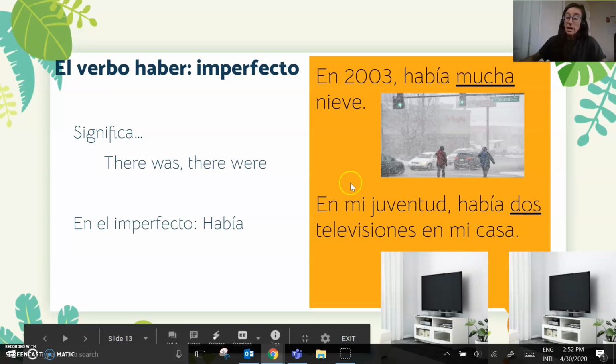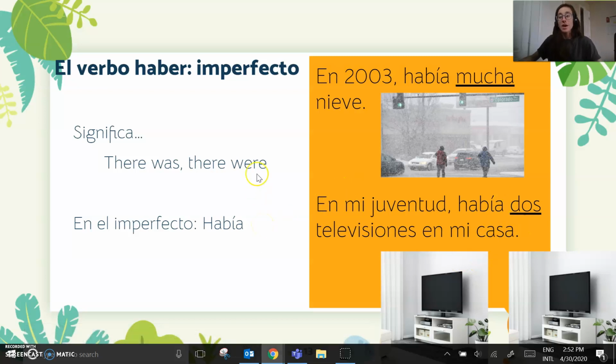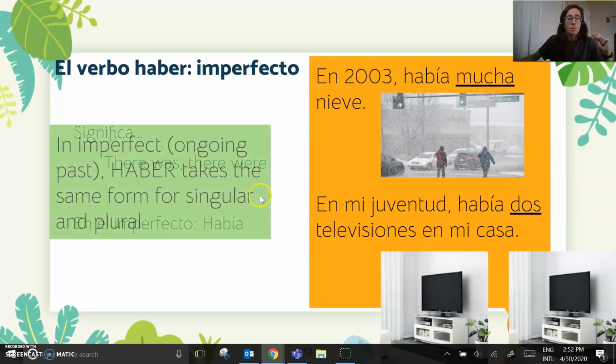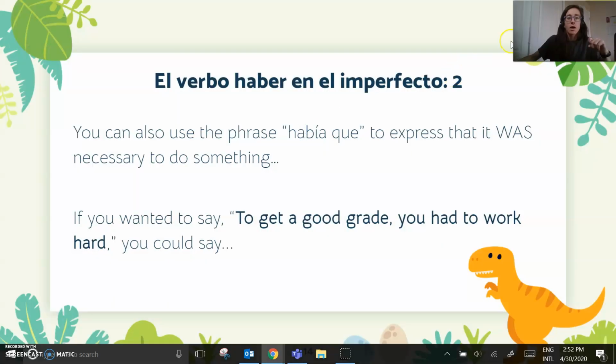Okay, so this is actually kind of an easy verb that we're learning here because we are really only going to need to use one conjugation no matter what we're talking about. So we have había. In the imperfect, haber takes the same form for singular and plural, like we just talked about. So the second use of haber in el imperfecto is the exact same as the second use of haber in el presente. If you want to say it was necessary to do something, so maybe you're telling a story in the past, you're just moving over that use that we talked about in the present to the past tense.